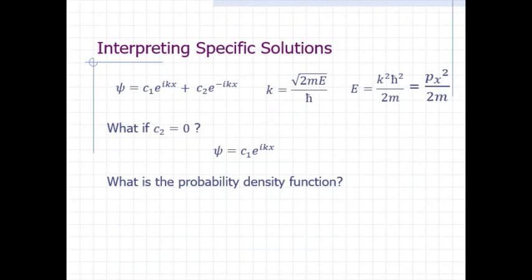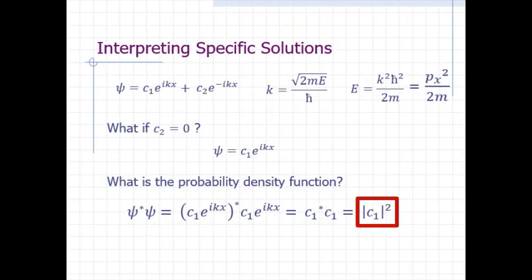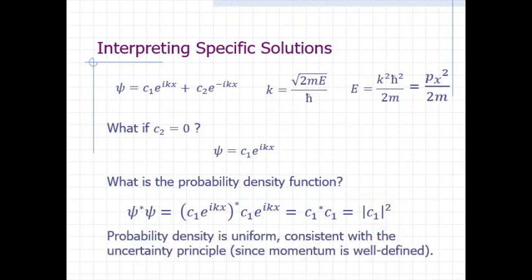What about the probability density function? The probability density function is psi star times psi. It should be quite easy to show it is equal to a constant. Specifically, it is equal to the square of the absolute value of c1. What does this mean? This means that the probability of finding the particle is uniform from negative infinity to infinity.